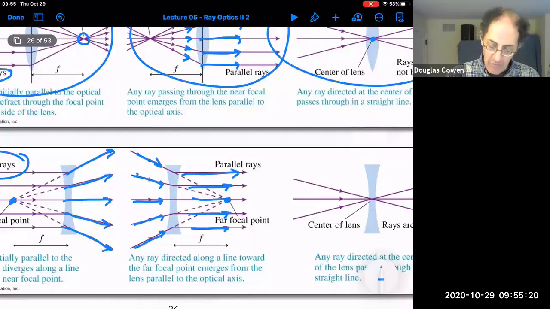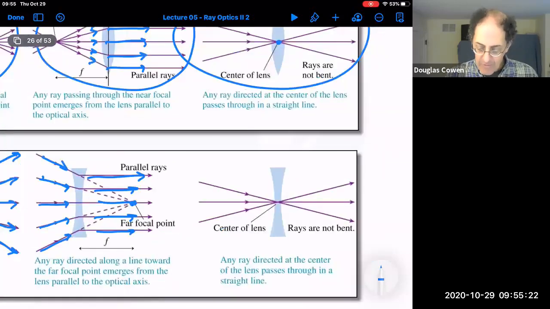And finally, just as with the converging lens, for the diverging lens, if you send rays through the very center, they will emerge undiverted. They will not be bent.